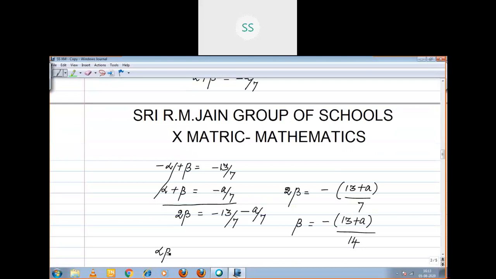Alpha beta equal to 2 by 7. Then you go and substitute the value of beta here. Right. What is it? Anybody, if you have an idea, you should tell me. Alpha beta equal to 2 by 7. Then what did I find for the alpha beta value here? One minute, children.